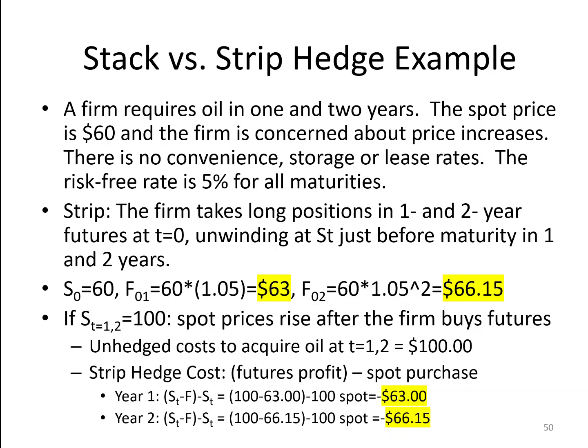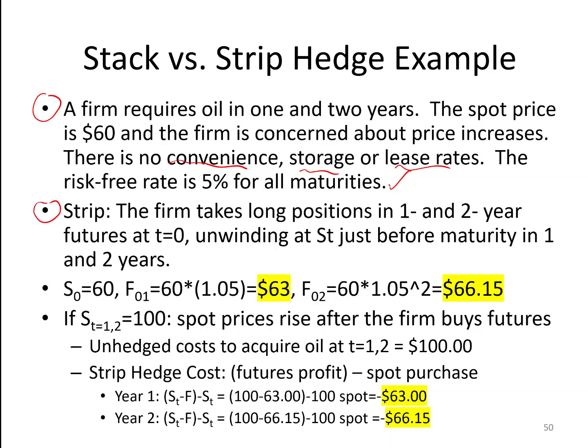So let's talk about the strip hedge, and we'll put some numbers to it, and then we'll compare that to a stack and roll. We're going to do a different example, not Hershey Foods, but say a firm requires oil in 1 and 2 years. So they're expecting to buy oil in 1 year and 2 years, and they're trying to protect against a price increase. We'll assume that in pricing oil futures contracts, there's no convenience yield, no storage cost, no lease rate. And also assume that the risk-free rate is 5% for all maturities. That allows us to calculate the cost to carry and come up with a theoretical futures price.